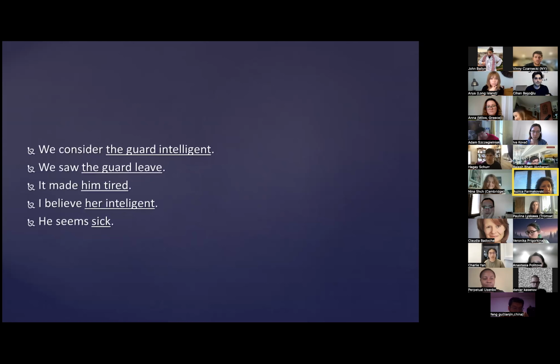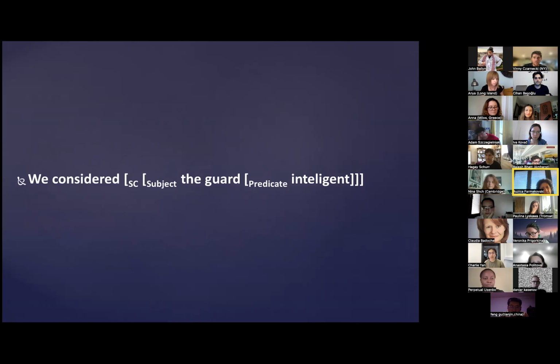We considered the guard intelligent. We saw the guard leave. It made him tired. I believe her intelligent. He seems sick. Let's take one sentence. In this representation, we can see that our small clause consists of the subject, the guard, and the predicate, intelligent.